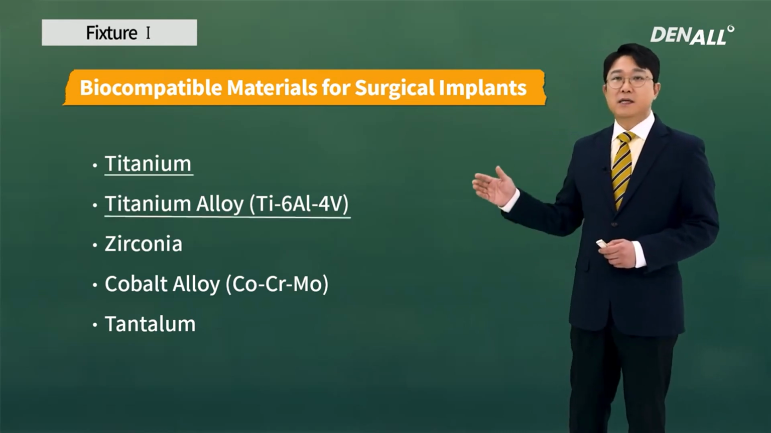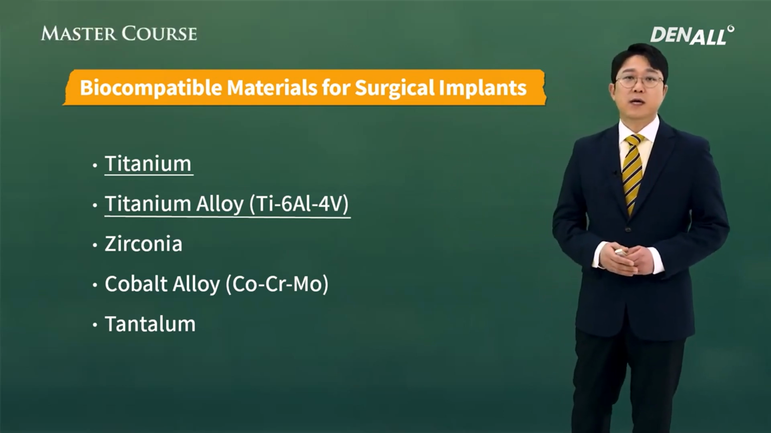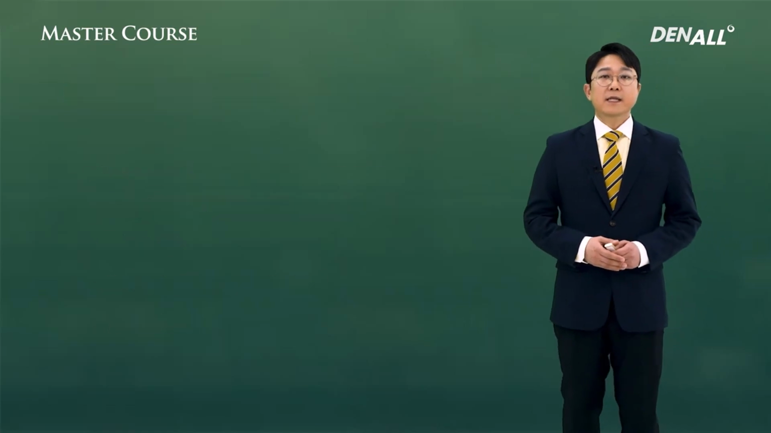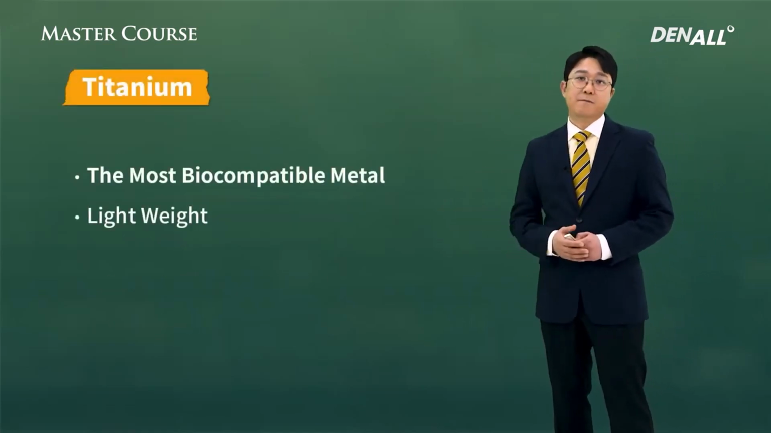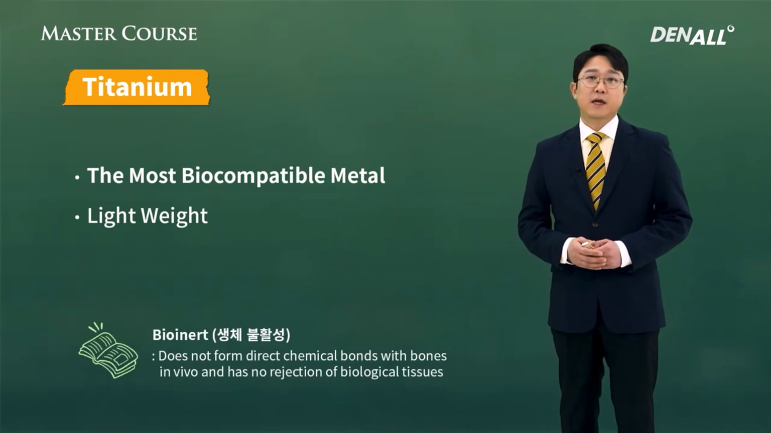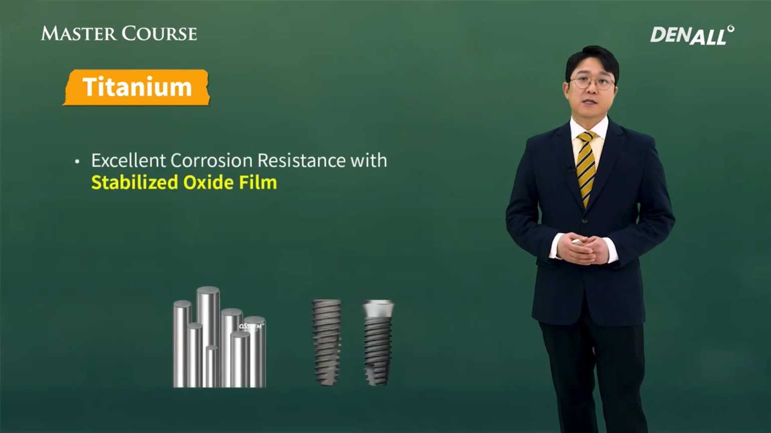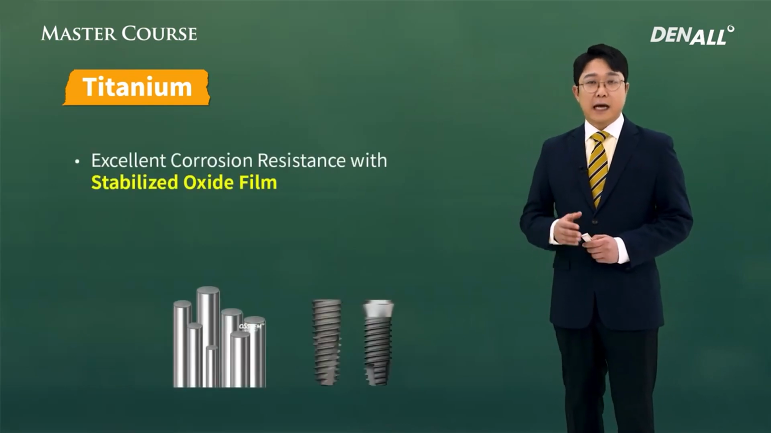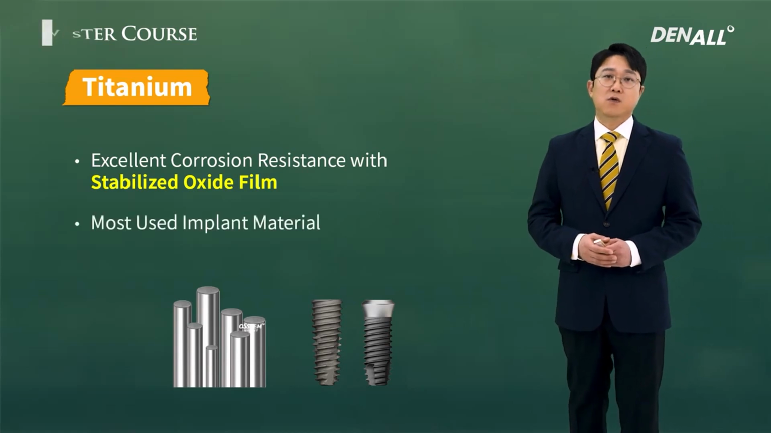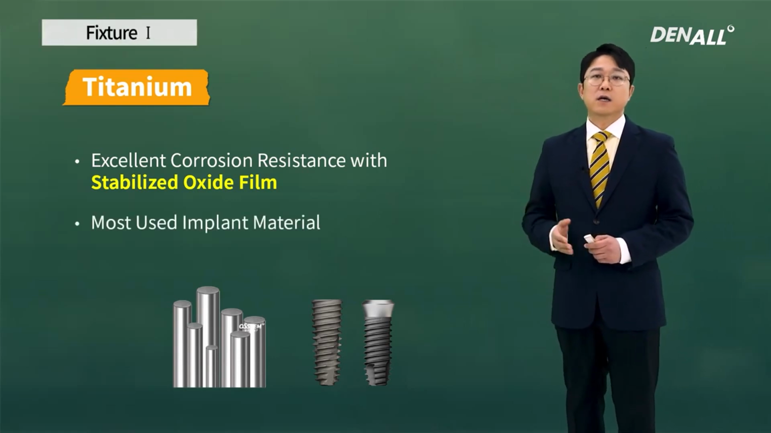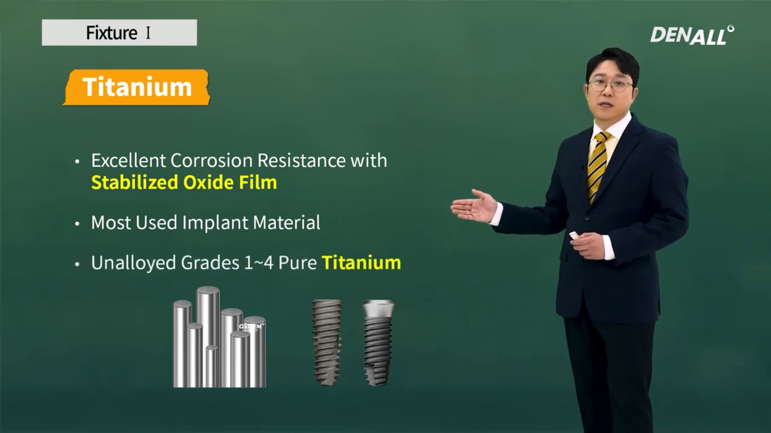I cannot cover all of them today. I'm going to focus on titanium, which is the most widely used material. Titanium is the most representative bioinert material. When it goes into the body, there is no negative reaction to the tissue. In the body, it forms a highly stabilized oxide film, and it is highly corrosion resistant. It is classified into grades 1 through 4 depending on the contents of oxygen and iron.